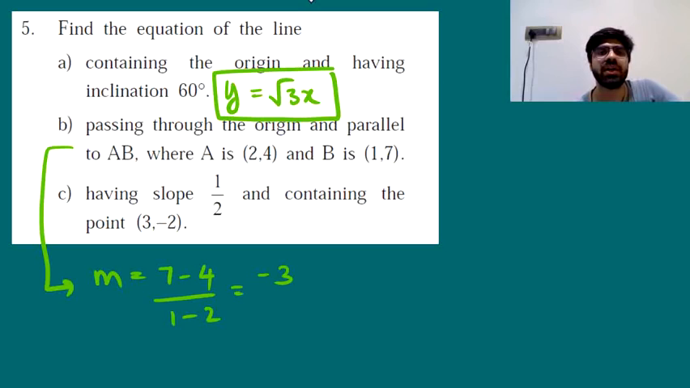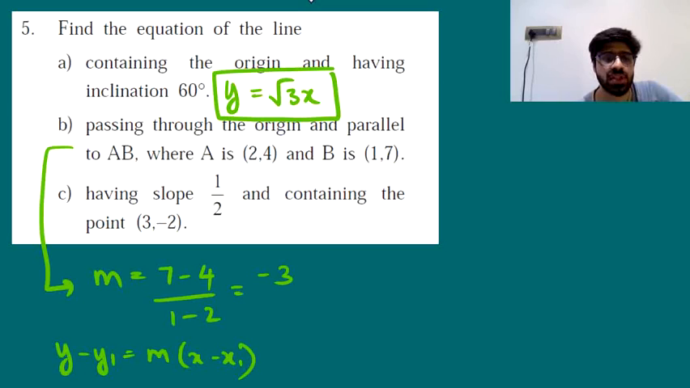But because our required line is parallel to AB, the slope of our required line will be the same as the slope of AB, which is minus 3. So the equation of our required line will be y minus y1 equals m into x minus x1. I am using the slope point form for writing the equation of this line. The line passes through origin, so y1 and x1 will be 0 and 0. And we can put the value of m as minus 3.